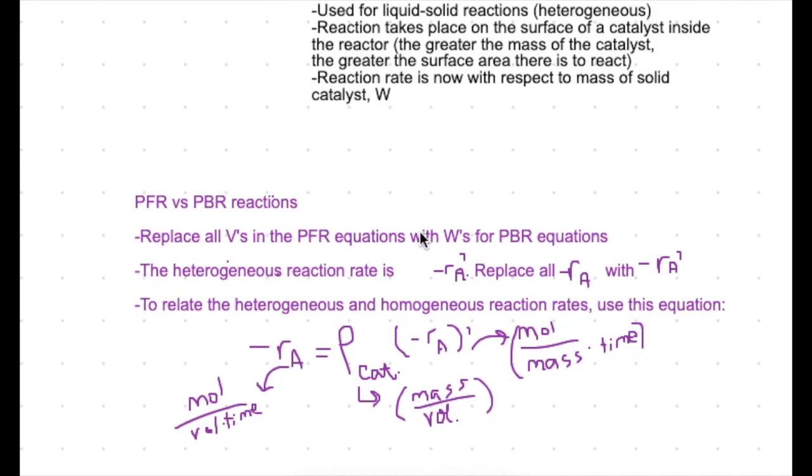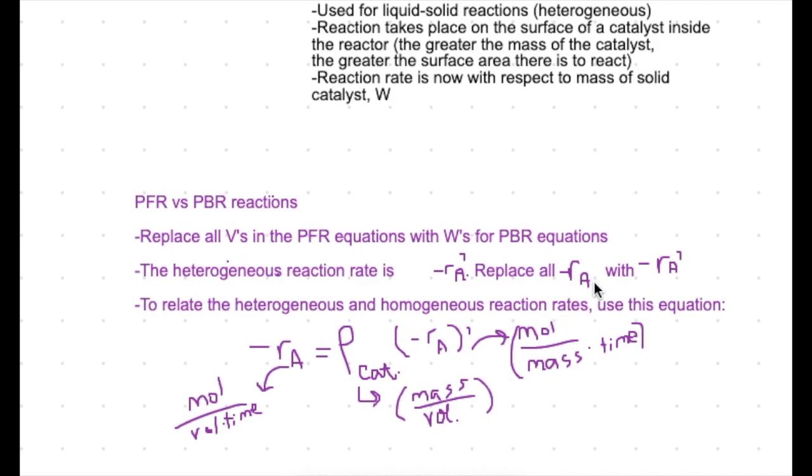So the heterogeneous reaction rate is written as negative RA with the apostrophe on top, negative RA prime, because this reaction is heterogeneous and used for liquid-solid reactions, so two different phases. Usually in all of our other reactors we've used negative RA, which was the homogeneous reaction rate, because our other reactors were only using either gas or liquid phase reactions.